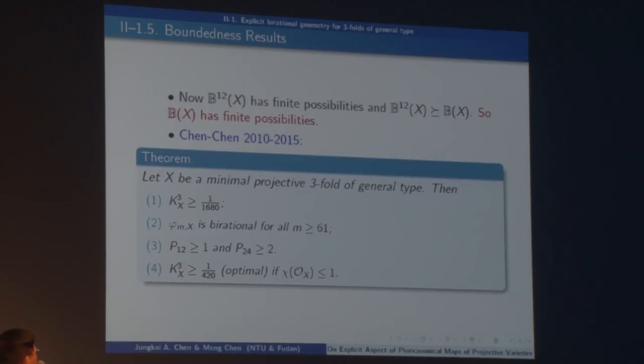in 2010 and 2015, in a series of works with Jungkai, we took considerable effort to study these numerical bounds. For example, we know that the canonical volume is larger than or equal to 1/1618, and also R3 is smaller than or equal to 61. And the last statement is optimal. So far, there is no known example with a canonical volume smaller than 1/420.